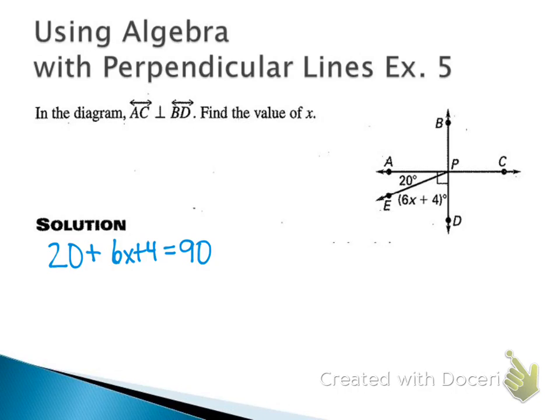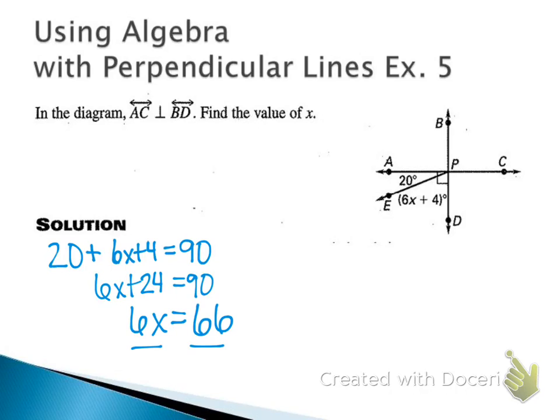First step, combine like terms. What gets combined? The 20 and the 4. We have 6x plus 24 is equal to 90. Then what can happen? Subtract 24, we get 6x equals 66. Last step, and we get x equals 11. Perfect. That's all they wanted was x, so we don't have to go back and plug it in.